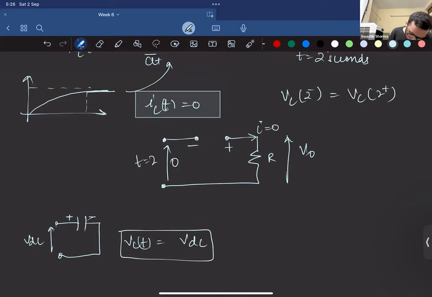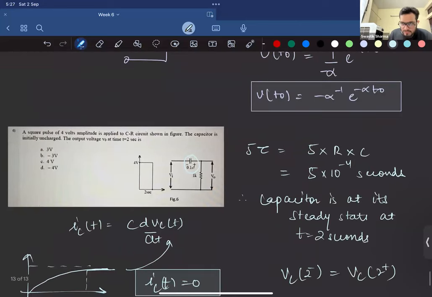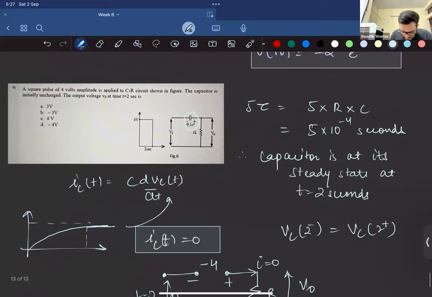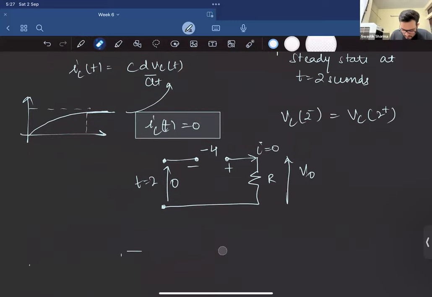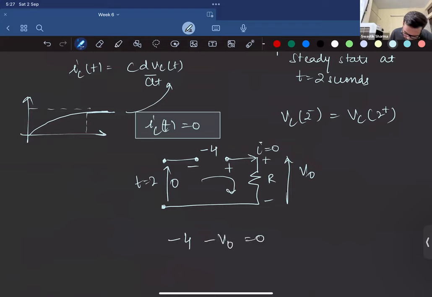Here the value of voltage would be minus 4, right? Because the polarities are reversed. They are showing it as minus and plus. Just keep this in mind when you're solving this question. The answer would be minus 4, right? This is my plus and minus. If you do it this way, minus 4 minus V naught is equal to 0. V naught is minus 4. Right?